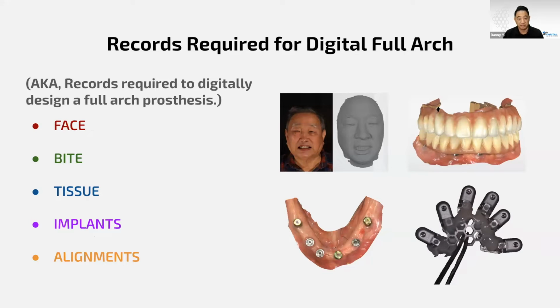But just to simplify this, and to add one more cog into this system, I want to categorize each one of these records as the face record, bite record, the tissue record, the implants record, and then we're also going to be capturing some alignment records. I've also color coded it for you guys to keep it simple so you can follow along really easily.